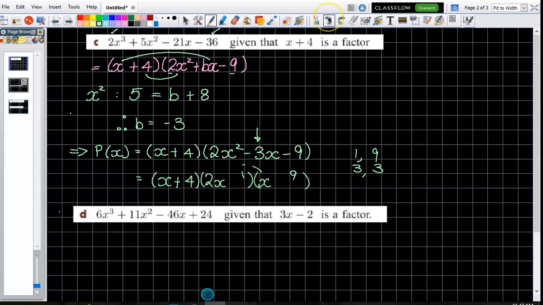So, lo and behold, that leaves us with 3 and 3, and we don't even have to mess around because they're the same number. But we will double check, right? Always check. What's 2x times 3?